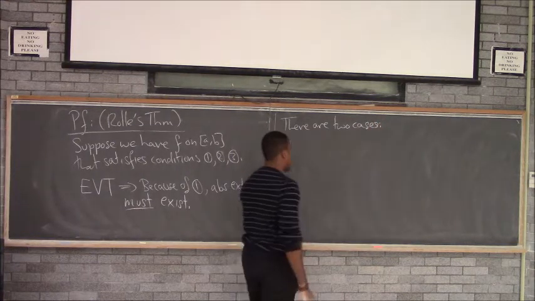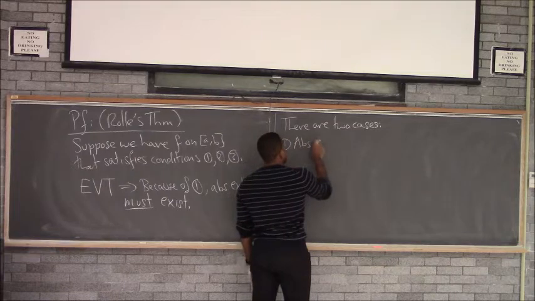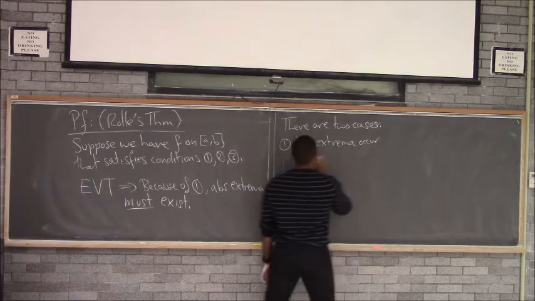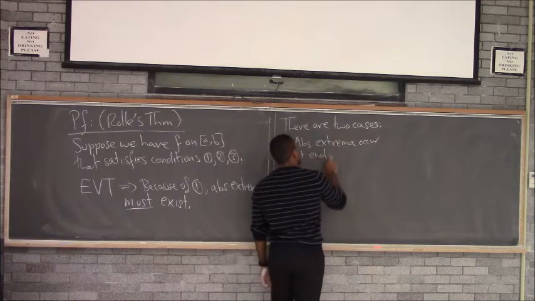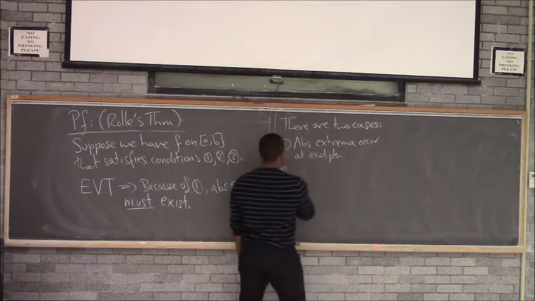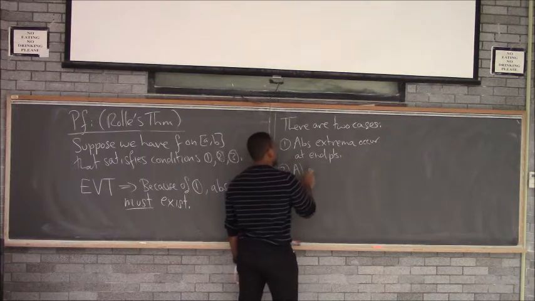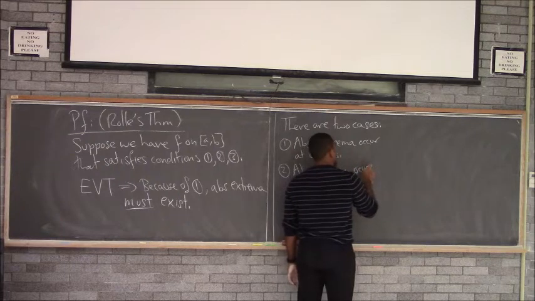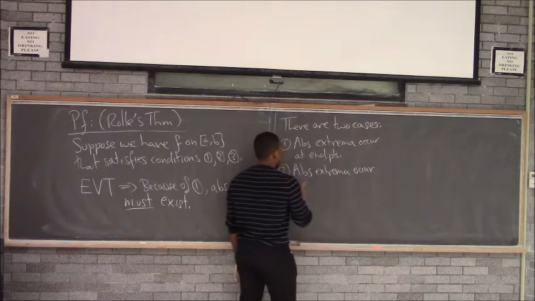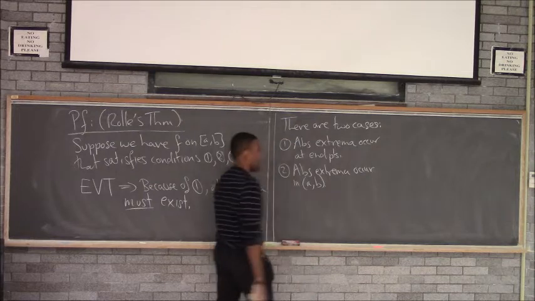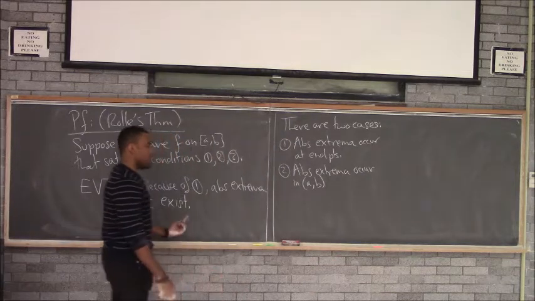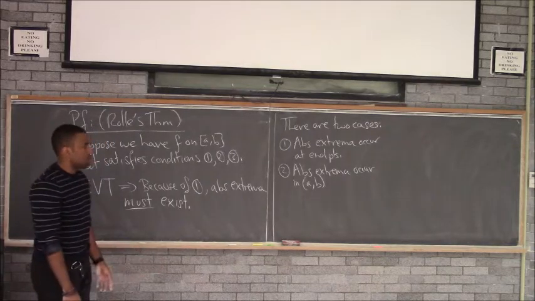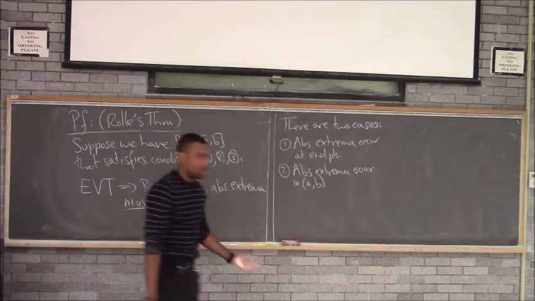One, the absolute extrema occur at the endpoints, or 2, the absolute extrema occur in the interior of the endpoints. I know they exist. Where are they going to be? Well, they're either going to be at an endpoint or they're going to be not at an endpoint. Seems to make sense.